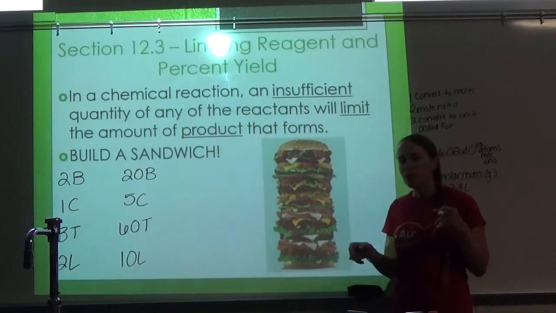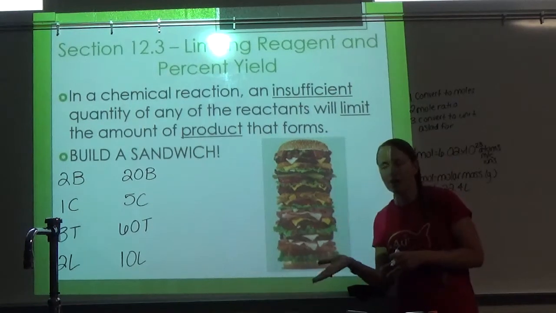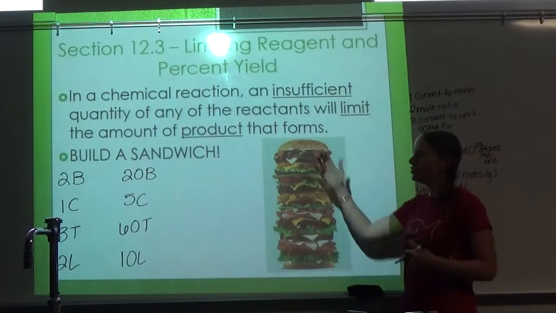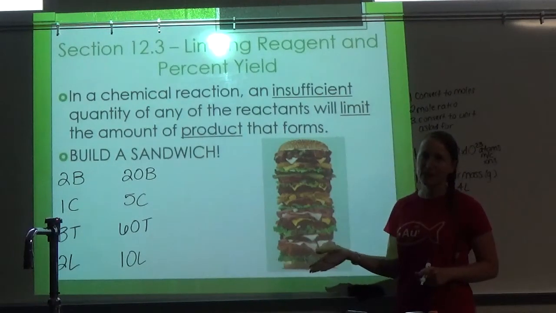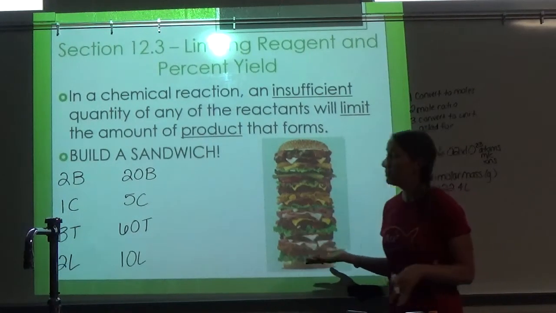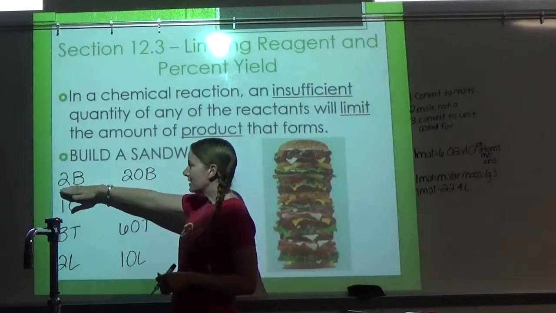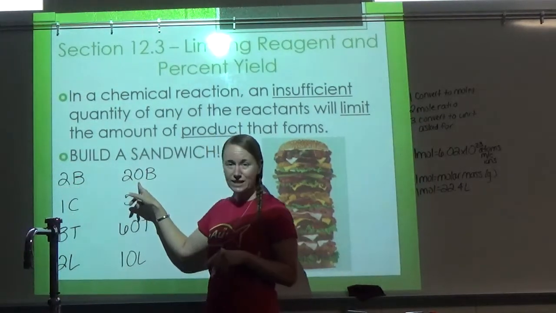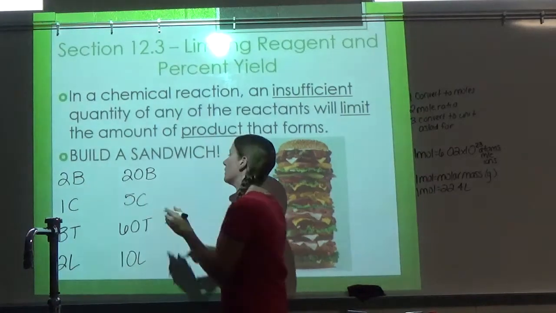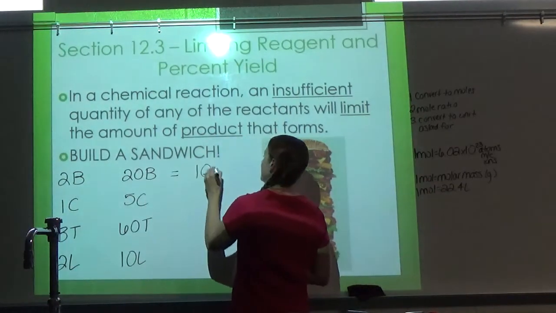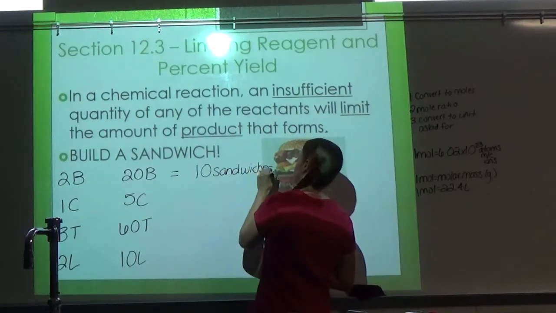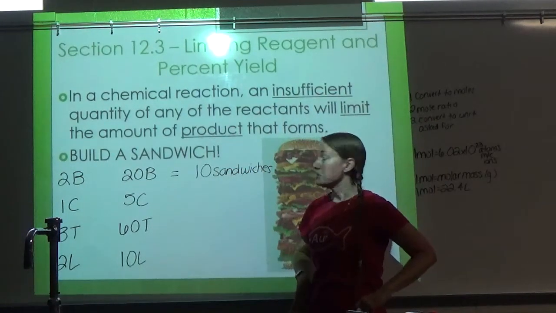Well, you make one, you make another one, you make another one, you make another one, but eventually what's going to happen? Eventually you're going to start running out of ingredients. Okay, so let's figure out when that would happen. Alright, so for bread, you need 2 slices of bread for a sandwich. You have 20. So if it only depended on bread, you could get 10 sandwiches. That's a pretty good amount of sandwiches.